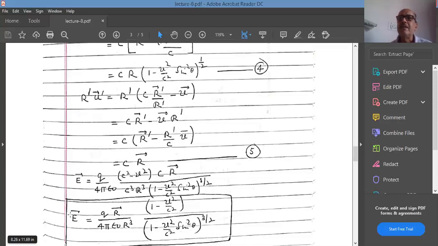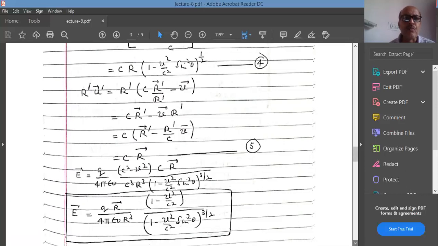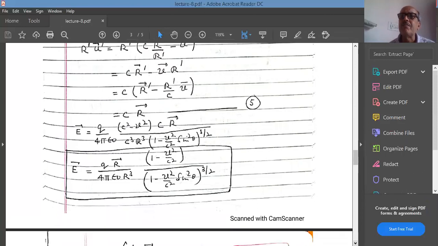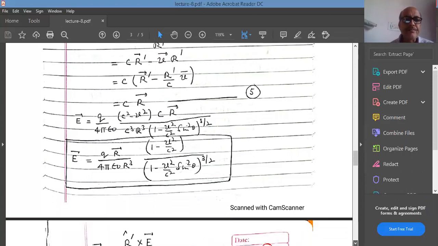resembles very well with the Coulomb's law, because you can write down r vector divided by 1 r from the denominator as r cap, and it becomes 1 upon 4 pi epsilon 0 q upon r square into r cap. R cap is nothing but the direction of the electric field. But here what we see is that we are ending with the additional terms 1 minus b square upon c square divided by 1 minus b square upon c square sine square theta to the power 3 by 2. So this is nothing but the relativistic effect.